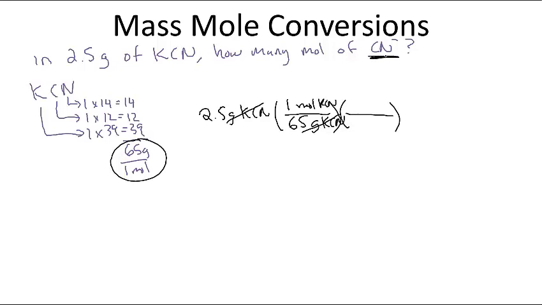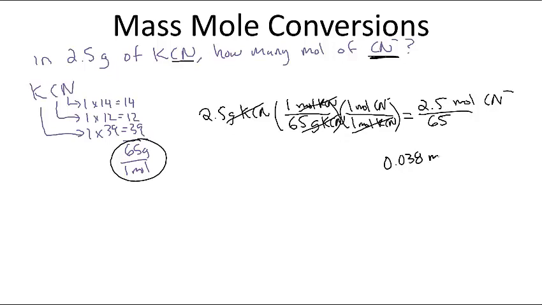But I don't want moles of KCN. I want moles of CN minus. So I know for every mole of KCN, I also have 1 mole of CN minus. I know that because my formula is KCN, and the CN is equal to 1. So I can cross out moles of KCN, and in the end I get 2.5 moles of CN minus divided by 65, and I get 0.038 moles of CN minus.